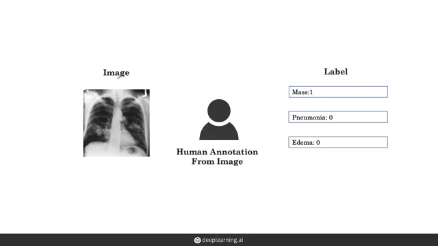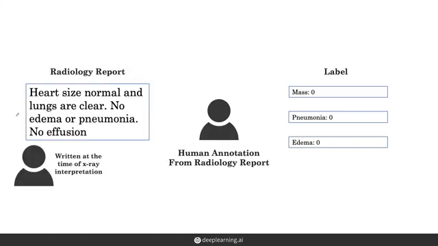One idea would be to have an expert radiologist annotate every image with its corresponding labels. However, this would be time and cost intensive, requiring radiologists to interpret each one of thousands of these images. An alternative to using the X-ray images would be to use the radiology reports to extract labels.